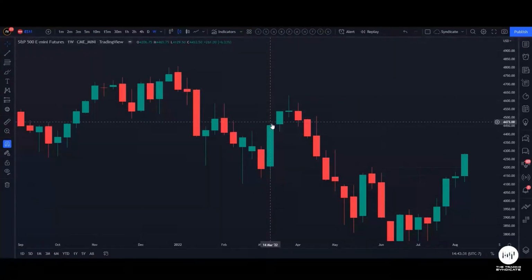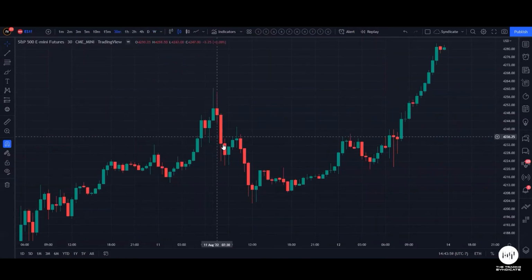As you can see, if we change time frames to say the 30-minute candlesticks, we can see that now each of these candlesticks represents 30 minutes of time.